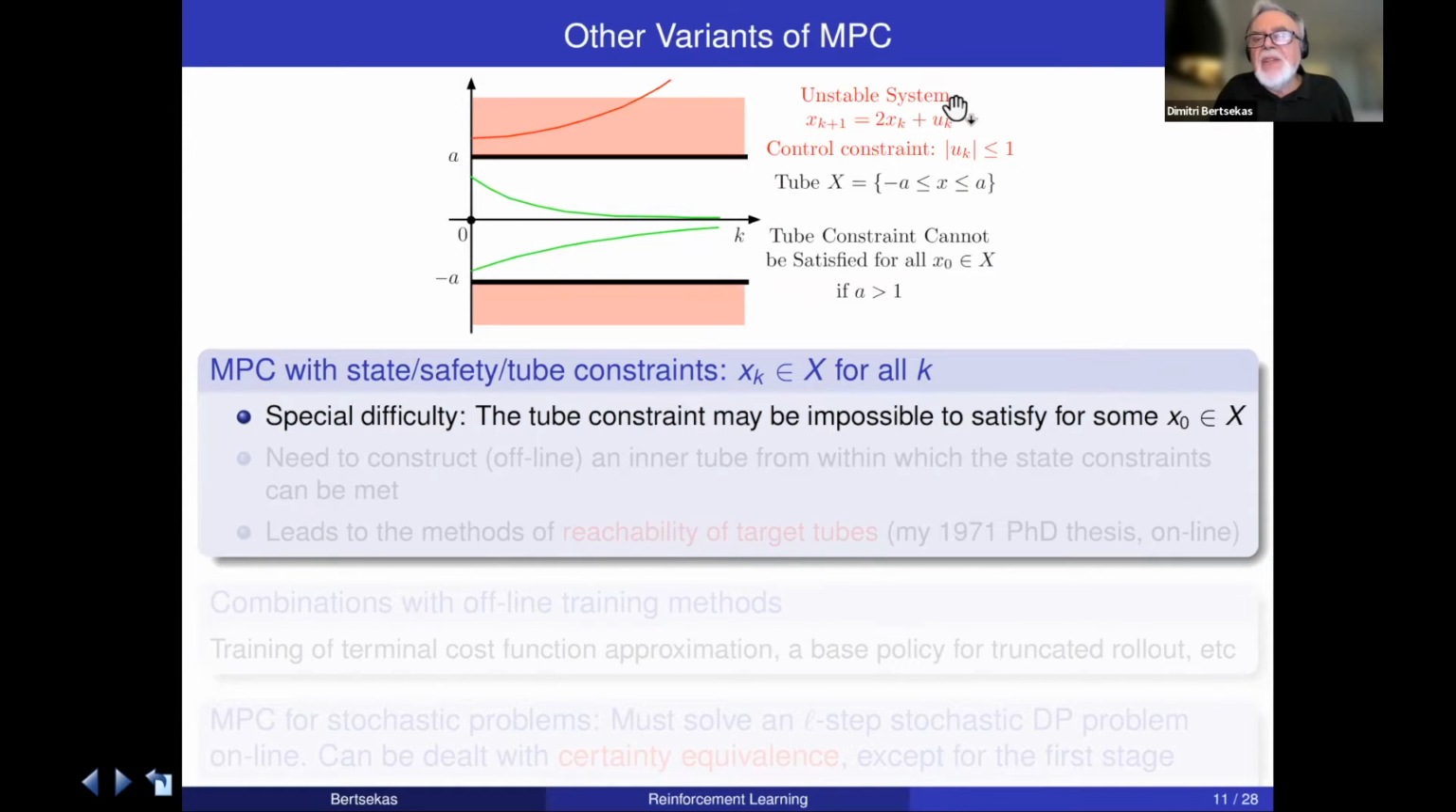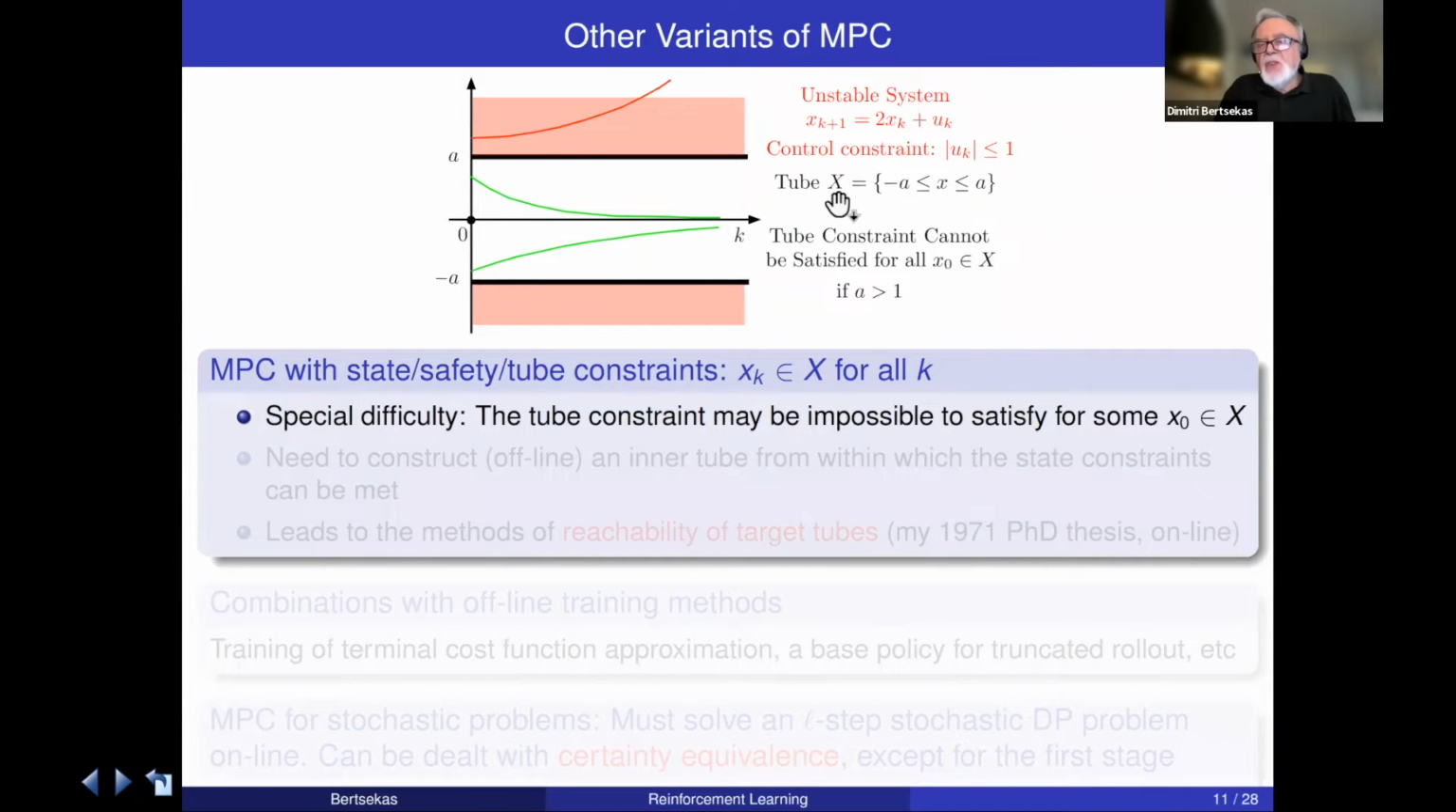Here's the difficulty. Suppose you have an unstable system. You look at the system, you see this 2 here. It's unstable. If left uncontrolled, it takes off. The state increases by a factor of 2 at every step. Now, of course, you can use control to bring the state down, but suppose that you have control constraints. Your control is limited to be between 1 and -1. Then if the state goes off significantly away from 0, you can't bring it back. You just don't have enough control.